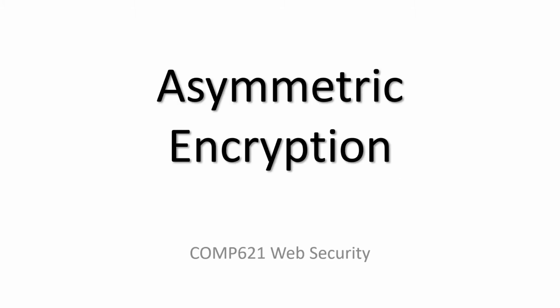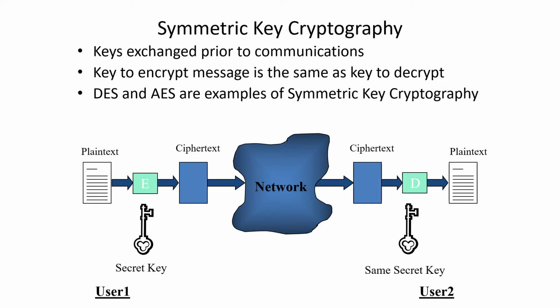This is a lecture for COMP621 Web Security on asymmetric or public key encryption. As you may know from previous lectures, symmetric key or secret key encryption involves encrypting and decrypting with the same key. In other words, the plain text goes into an encryption algorithm with a secret key and out comes the ciphertext. We send the ciphertext across the network or store it in a file. And then later, the receiver takes that ciphertext, runs it through a decryption algorithm using the same key that was used to encrypt it, and out comes the plain text.